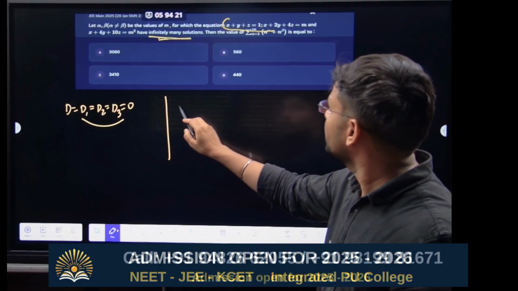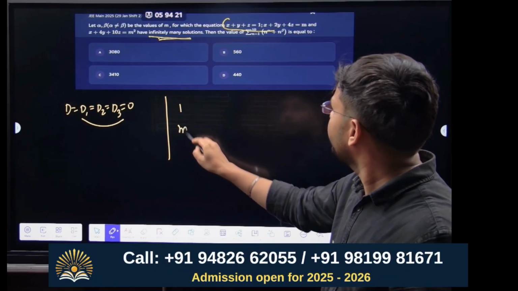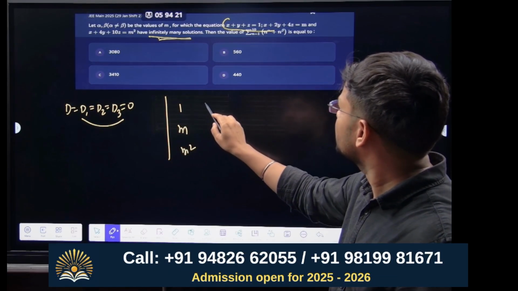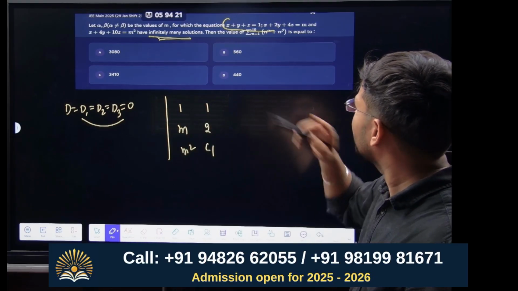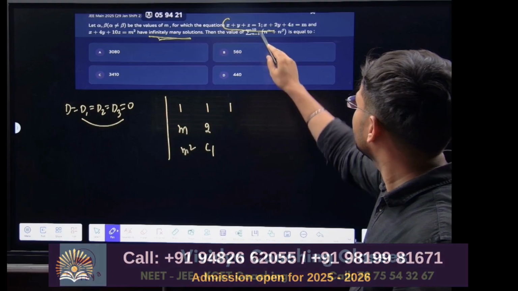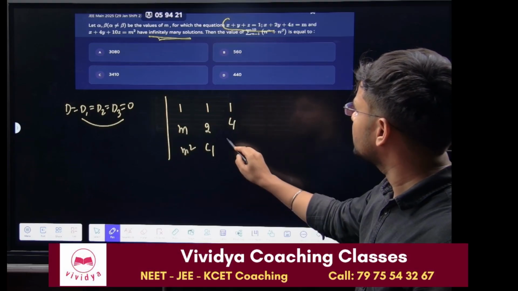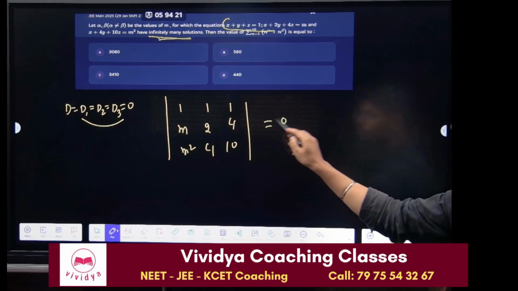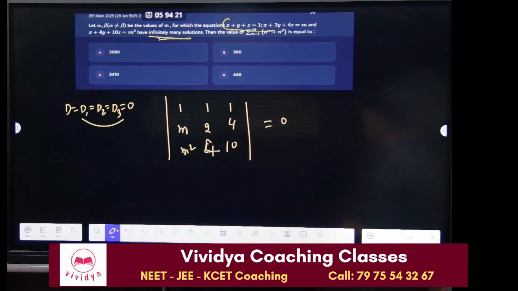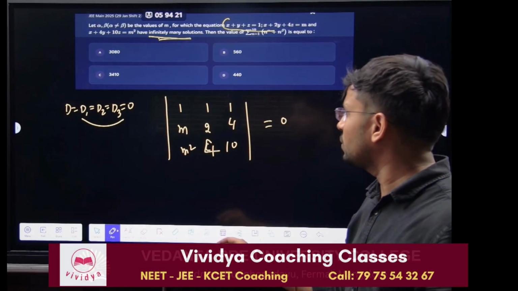Okay. So let's say I am taking D3. So this is going to be 1, m square, 1 coefficient of y, 2, 4, and this will come 1, coefficient 4, and this is 10. D1 I have taken, so this is going to be 0. Okay. Now you just solve it and see what is the value of m coming.